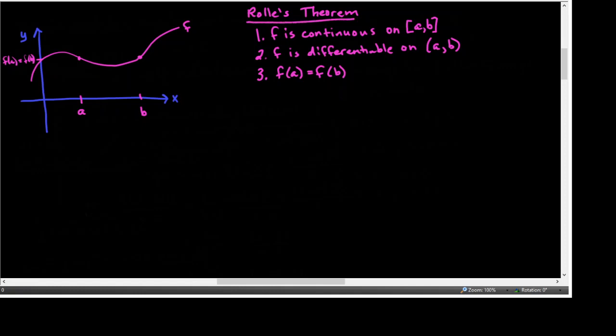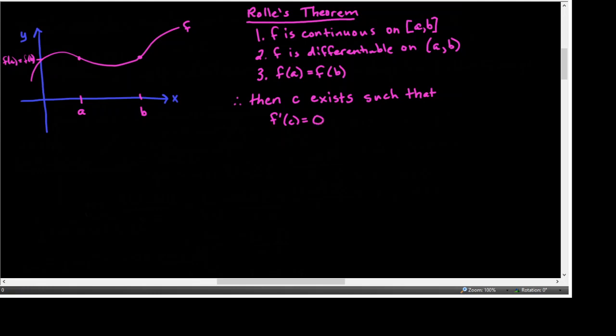Then, if all three are met, there is at least one number c. Then c exists. So this is another existence theorem. C exists such that f prime of c equals 0.